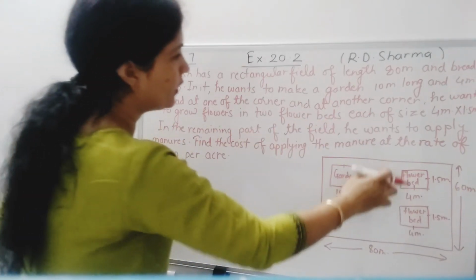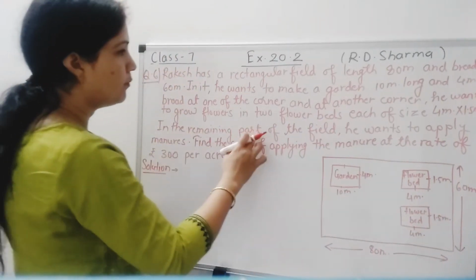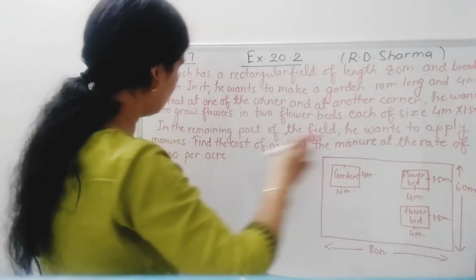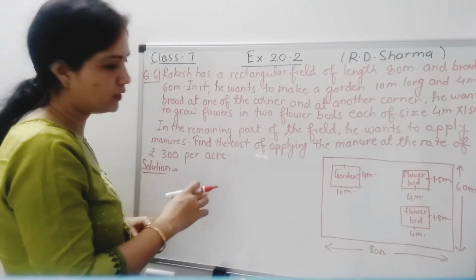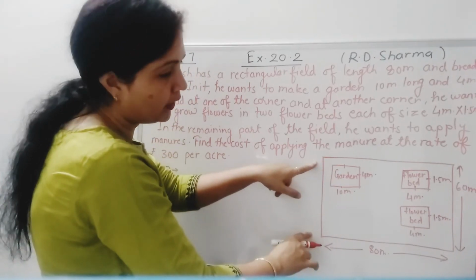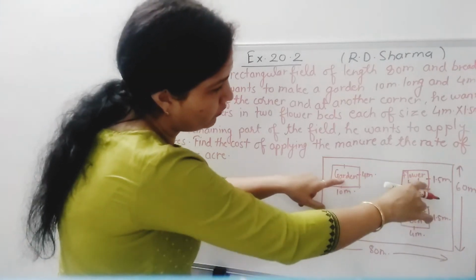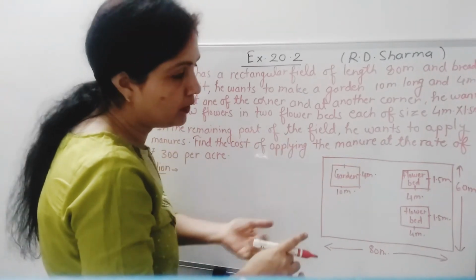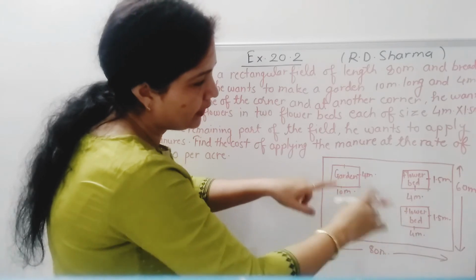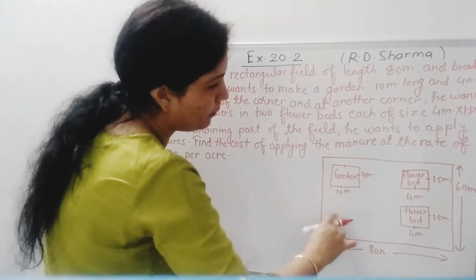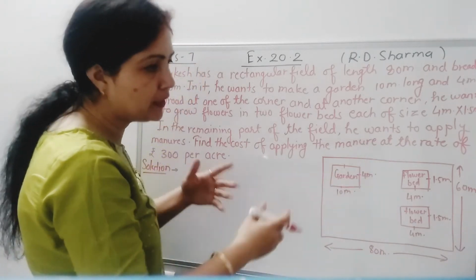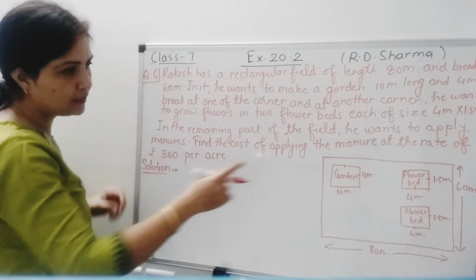In the remaining part of the field, he wants to apply manure. Find the cost of applying the manure at the rate of rupees 300 per acre. First we will find the area of the whole rectangular field, then the area of the garden and the area of the flower beds. Then we will add the garden and flower bed areas and subtract from the whole area. So we will find the leftover part where he wants to apply the manure. These are the steps we are going to follow.